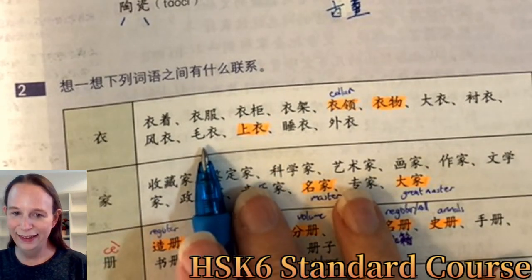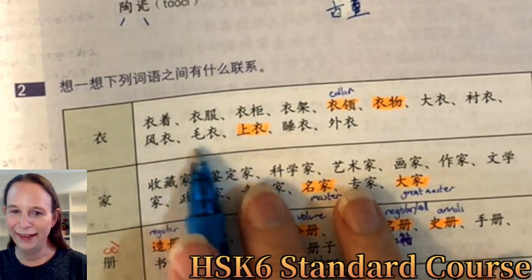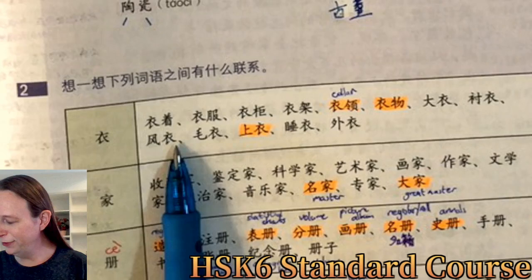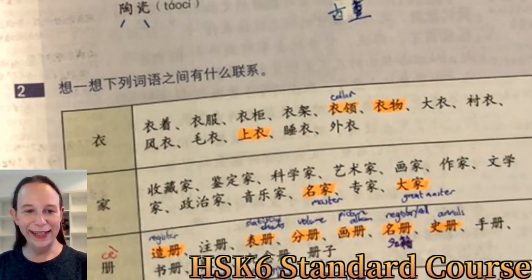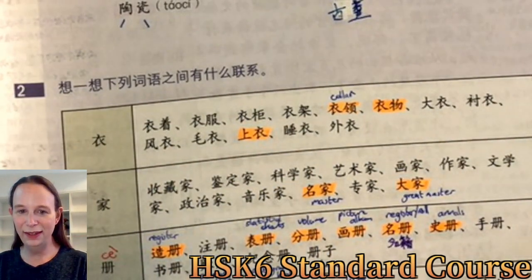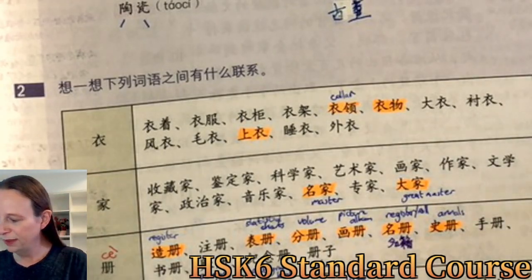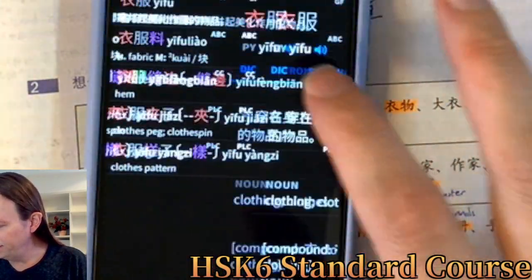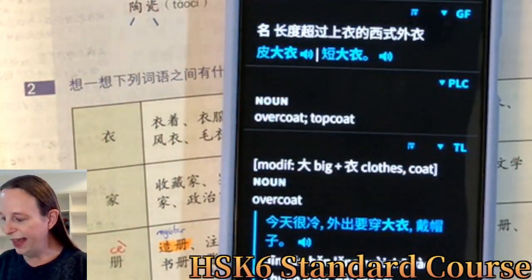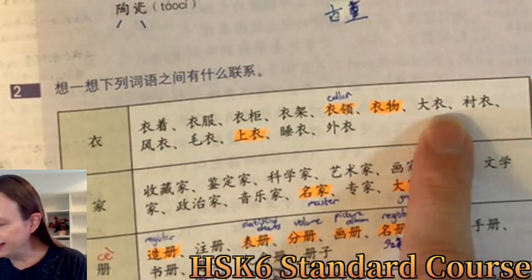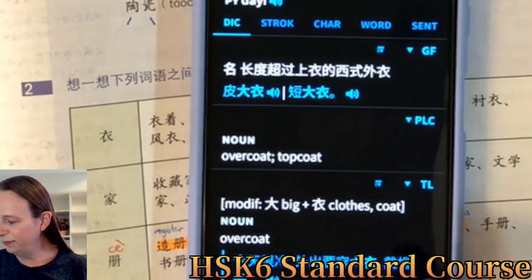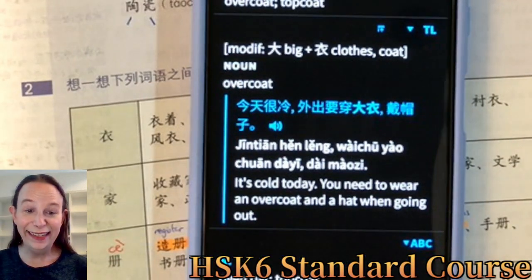Yeah, 毛衣. So it's clothes made from 毛. Usually a sweater, right? Yeah, 风衣, like wind clothes that help you get through the rain. So 衣服的衣. I don't think we need to go through all of them, but let's have a look. 大衣. What is 大衣? Overcoat. 大衣 is on the list. Overcoat. Yeah, 短大衣, 皮大衣. Right, 大衣.